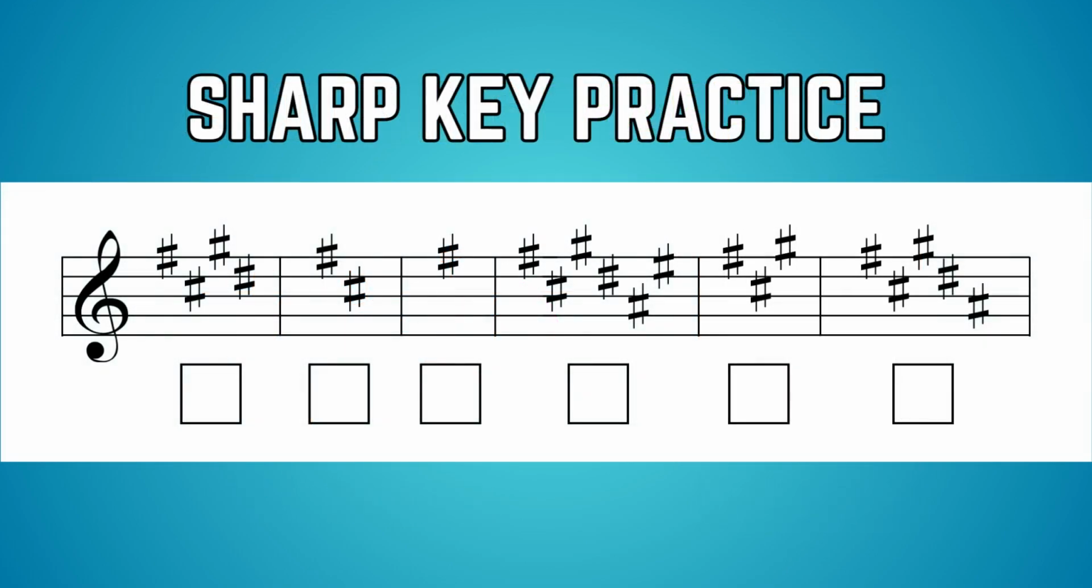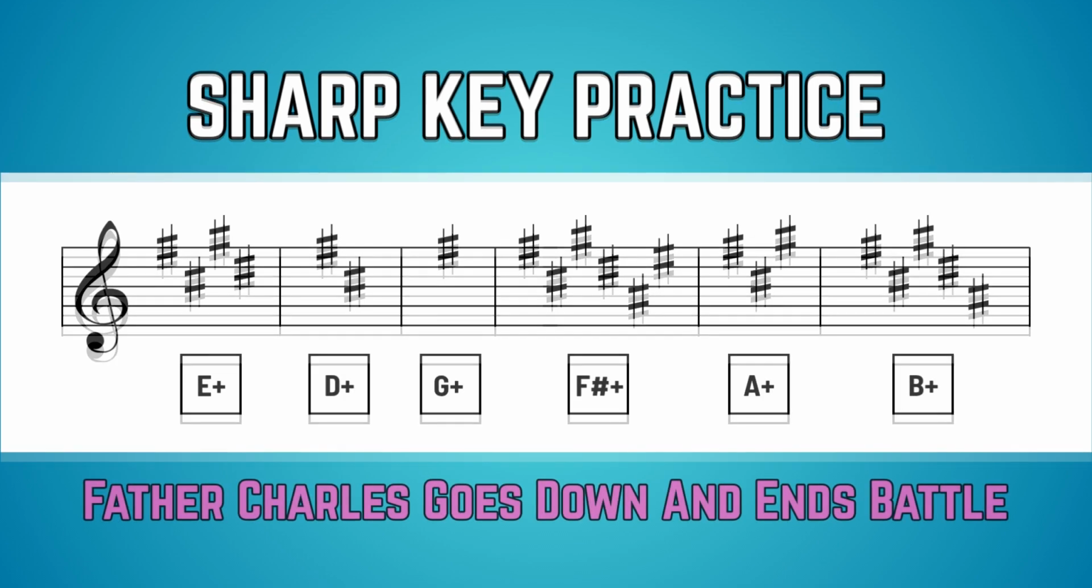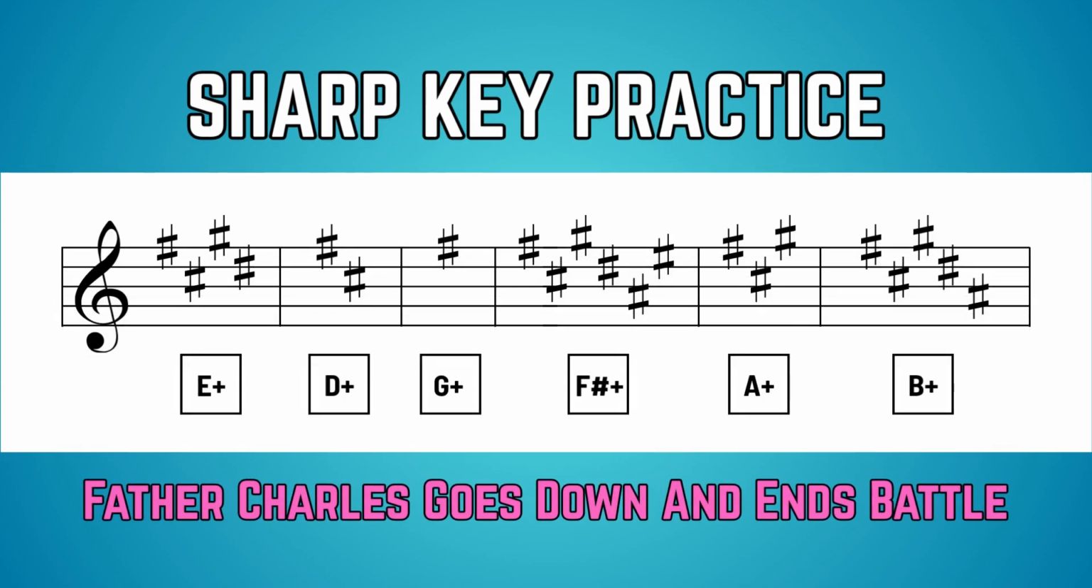Pause the video and identify each major key. For each key signature, find the final sharp and move up one semitone. Pause the video if you need more time. The answers are E major, D major, G major, F sharp major, A major, and B major.